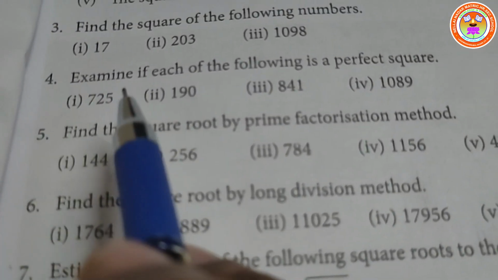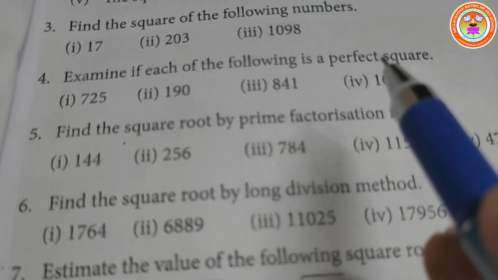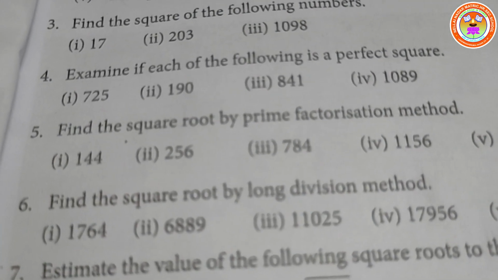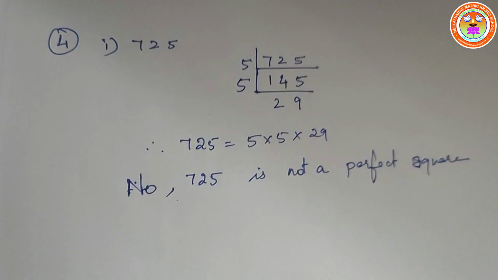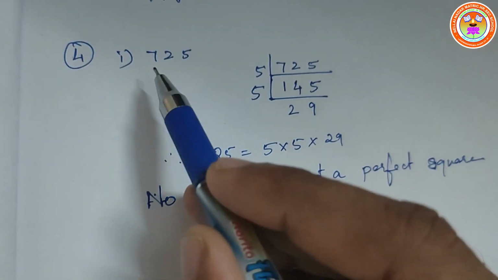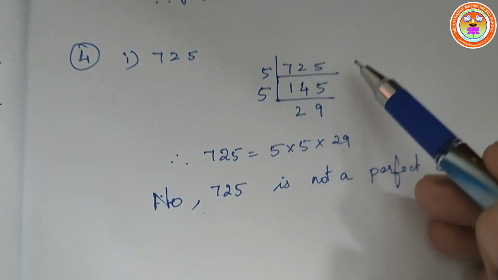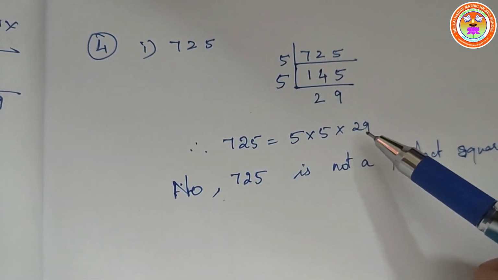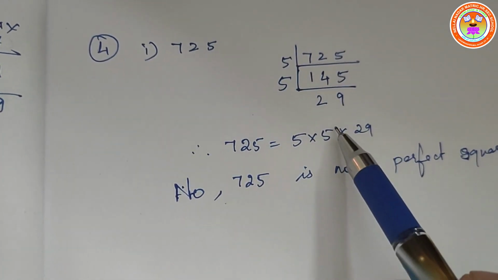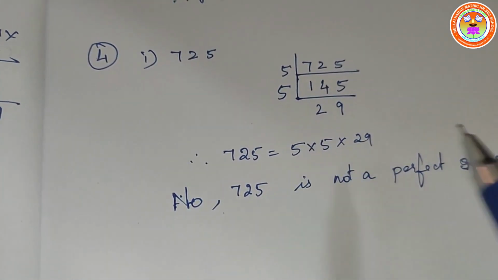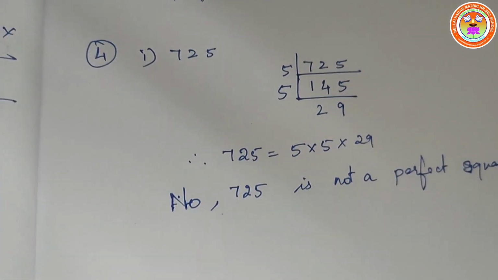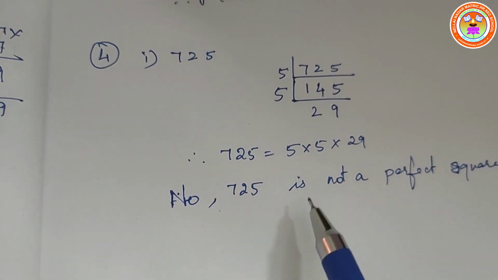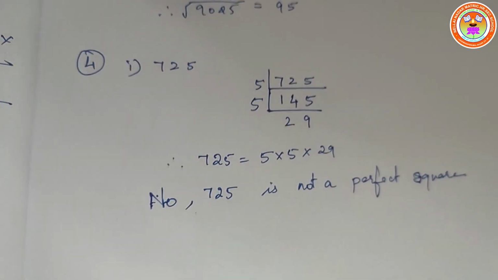Now we will go back to the fourth sum. Examine if each of the following is a perfect square or not. There are 4 subdivisions. You have to check whether it is a perfect square or not. Now we will see 725. If you do the prime factorization method, we will get the factors 5 into 5 into 29. For the 5, a pair of 5's is there, but for the 29 only 1 is there. Therefore no, 725 is not a perfect square.